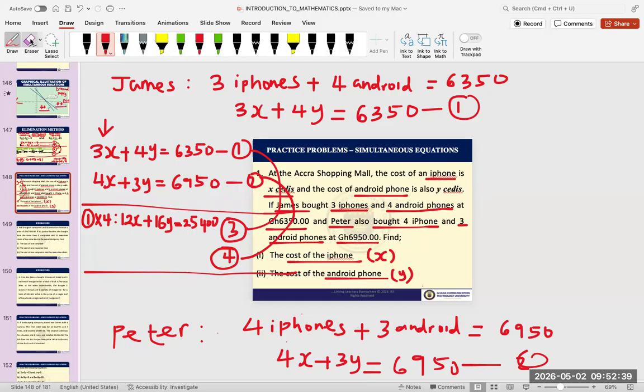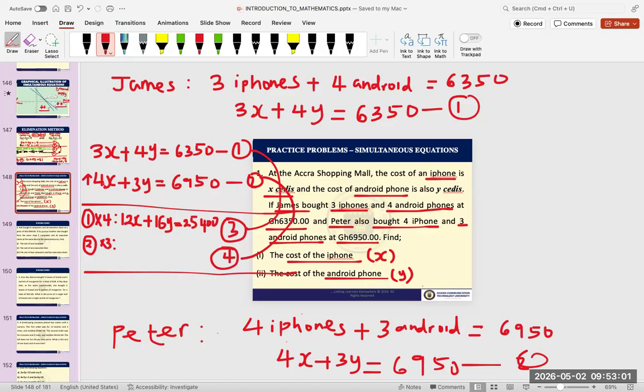So then the next thing to do is now to come and stand on equation 2. We are changing it to 4. So we stand on equation 2 and then we look up. What number do we see? 3. So we multiply the whole of equation 2 by the 3 we are seeing.